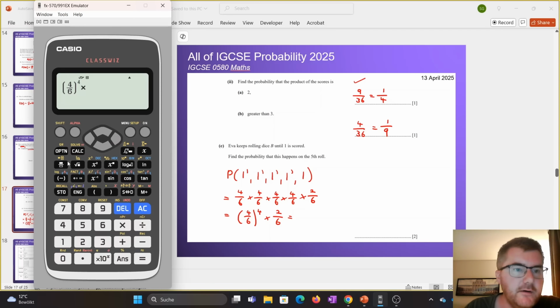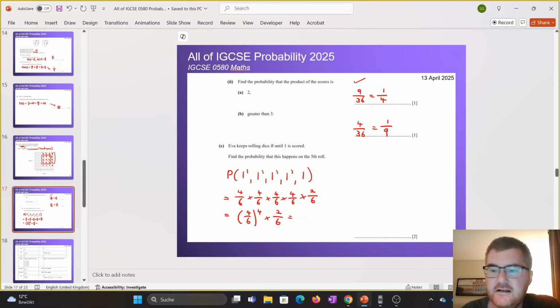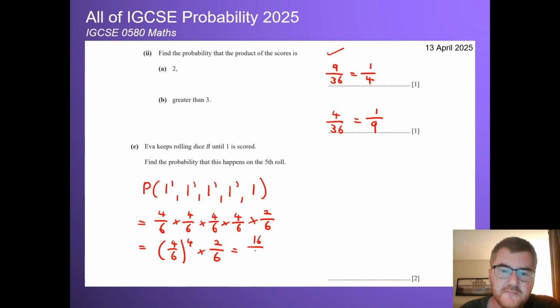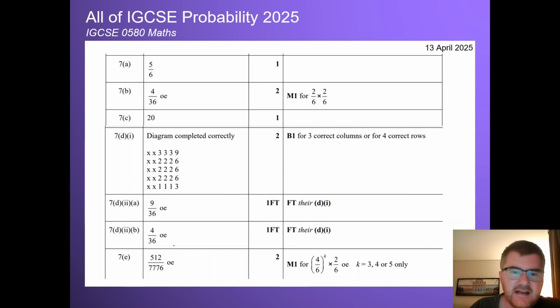Then we times it by 2 out of 6, or 1 out of 3. And then we get some big fraction, 16 out of 243, which again your calculator simplifies for you. You'll notice in the answers here, let me just give you the answers, it gives you this horrible big fraction instead, but it is the same as what I've just shown you.